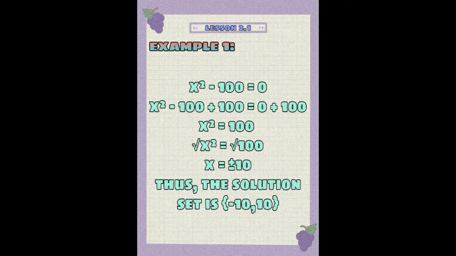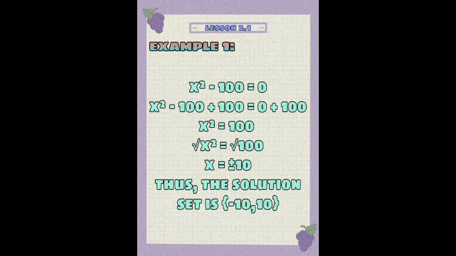So, 2.1 naman ay solving by extracting square root. So, ang equation natin ay x squared minus 100 equals 0. Itatranspose natin si 100. So, si 100 ay mapupunta sa right side. X squared minus 100 plus 100 equals 0 plus 100. Huwag kakalimutan pag nagtatranspose tayo, kung ang negative itatranspose natin, magiging positive. Pag ang positive ay magiging negative.